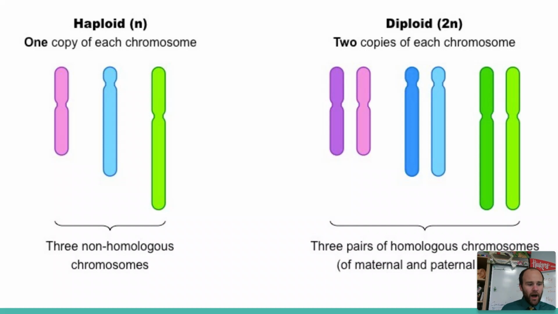So this word haploid means that you have one copy of each chromosome. You have no homologs, no homologous chromosomes. If you're diploid, you have two copies of each chromosome. So you would have homologous chromosomes, like one from mom, one from dad. The shorthand for this is if it's haploid, we write that as the letter N. N is representing how many sets of chromosomes you have. And then diploid is 2N because you have pairs of chromosomes instead of just one copy of each chromosome.